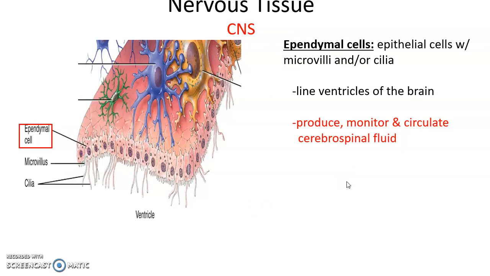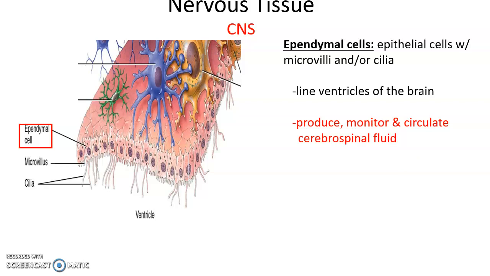The epidermal cells are epithelial cells that form sheets. These epidermal sheets have little processes coming off of them, such as microvilli and or cilia, and they are lining the ventricles of the brain. These are spaces within the brain, and they produce what's called cerebrospinal fluid.